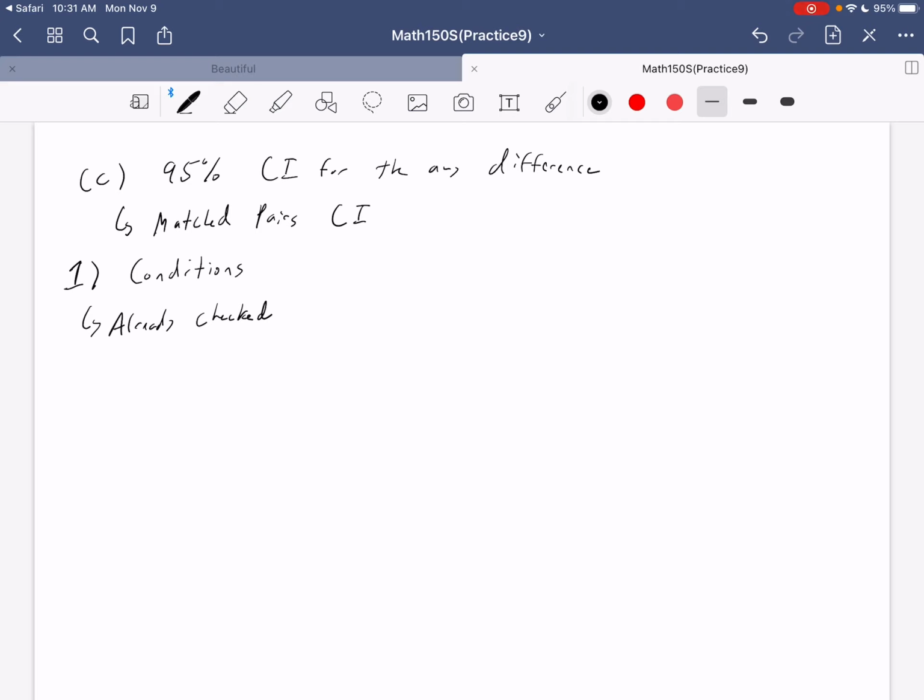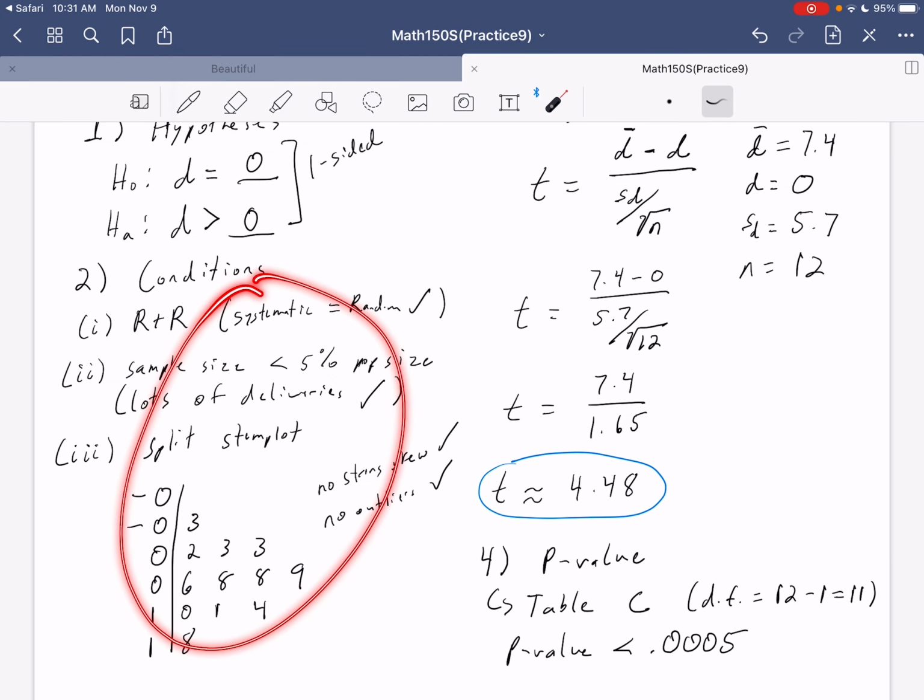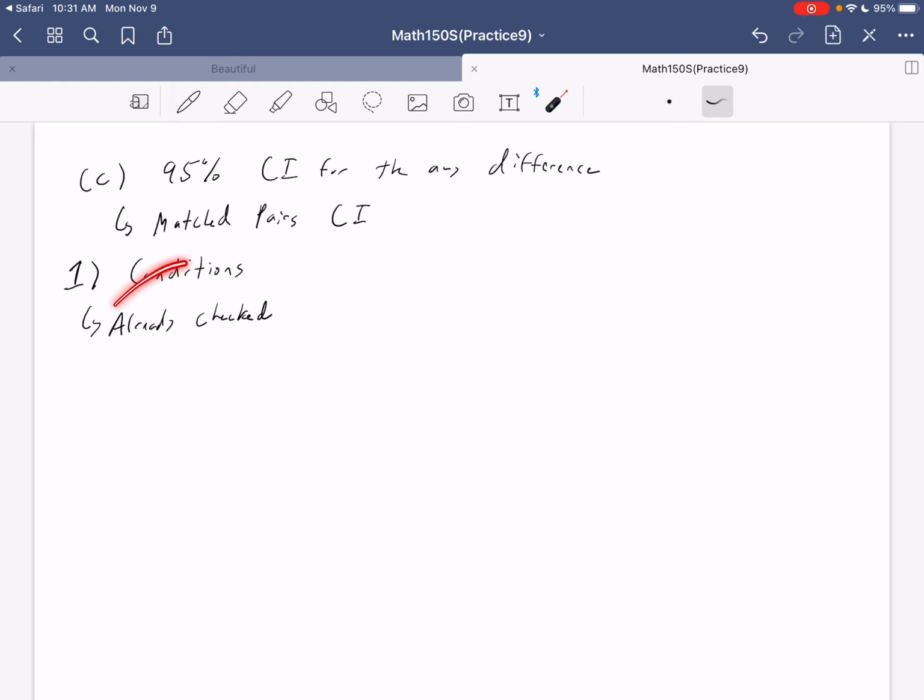Now, what if question B wasn't part of the assignment? Well, then we'd have to check the conditions just like we did here. They would be exactly the same as these. We'd have to actually check them at this moment. But in this case, we already did the hypothesis test, so we don't have to worry about checking the conditions here. For step 2, we have our construction.